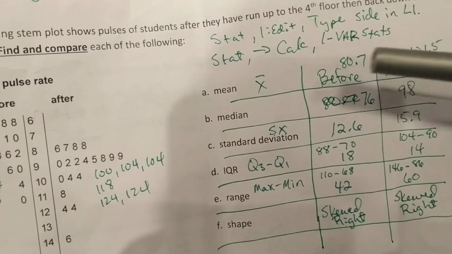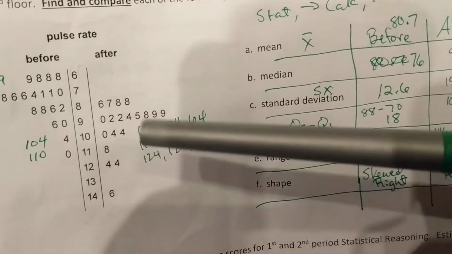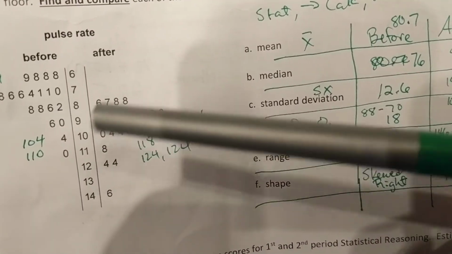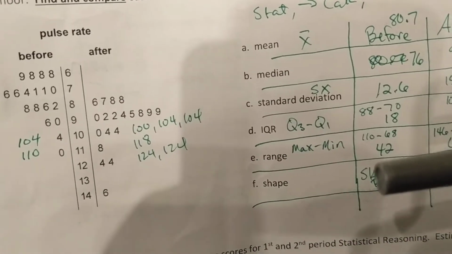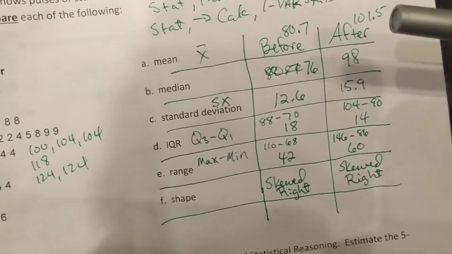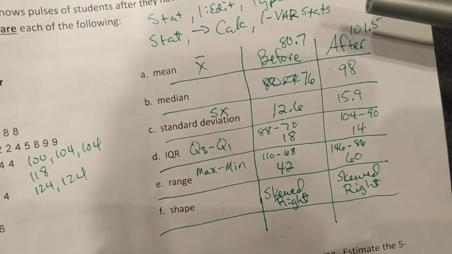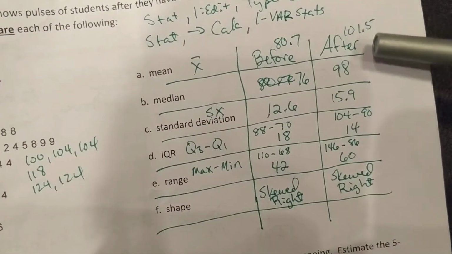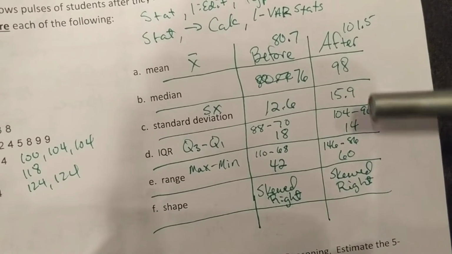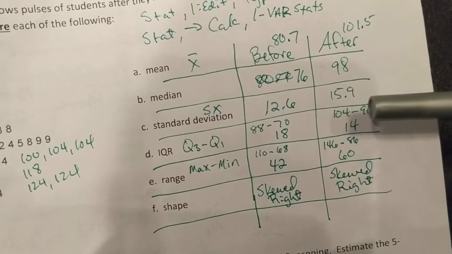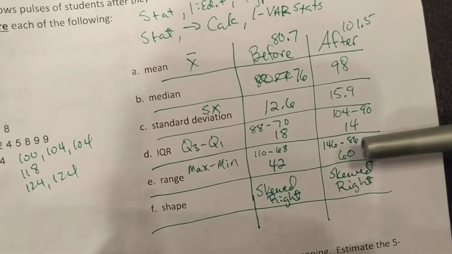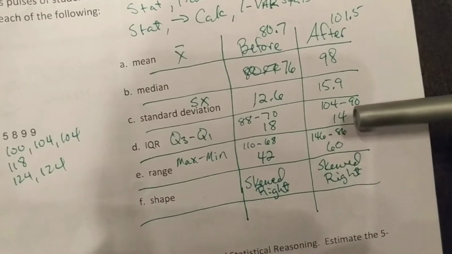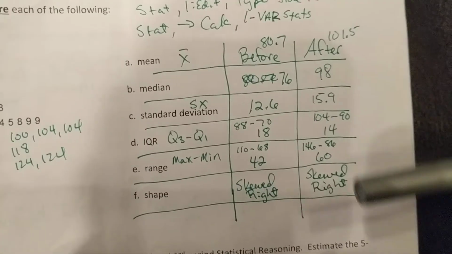your data in L1 again, but this time do the after. Remember, that's 86, 87, 88, 88, 90, 92, 92, so on and so forth. Get all your values for the after. You'll see that the mean is 101.5, median 98, standard deviation 15.9, Q3 104 minus 90 is 14, range 146 minus 86 will be 60, and skewed right. So these are the values for before and after.